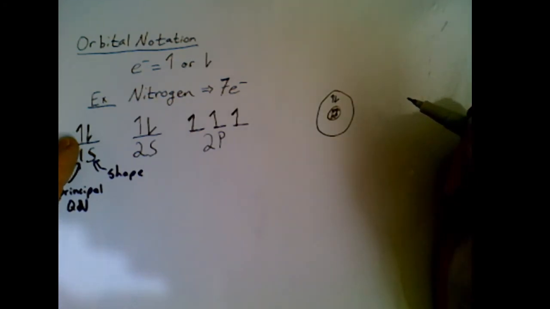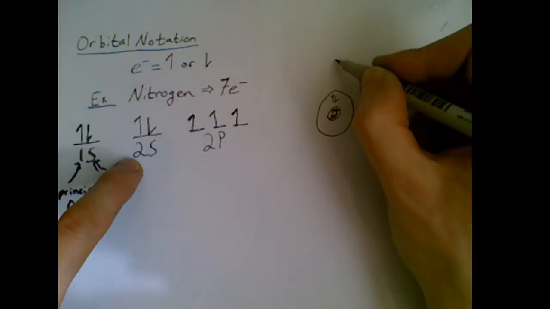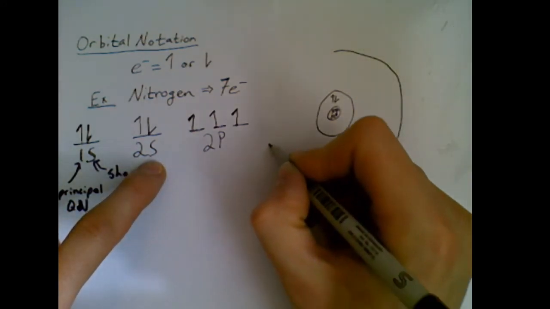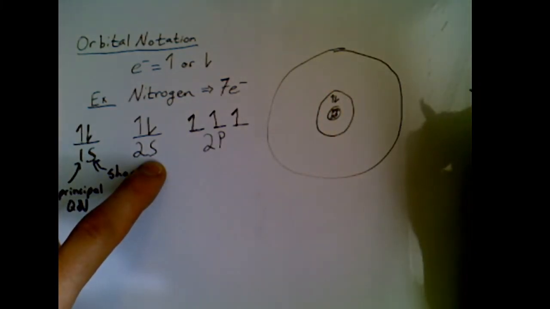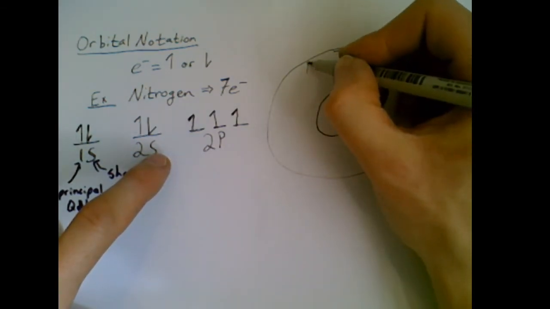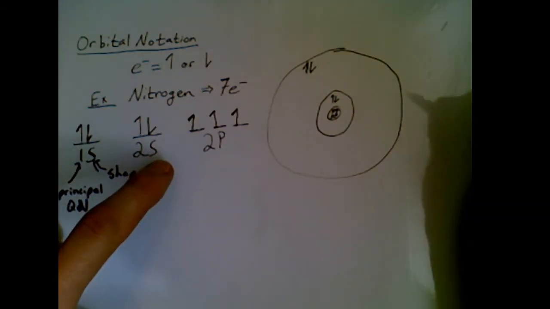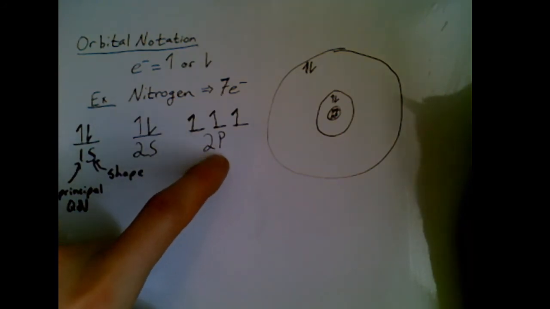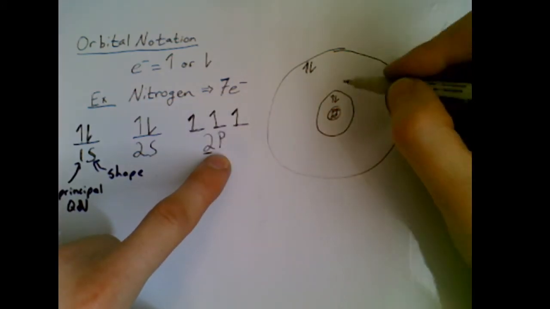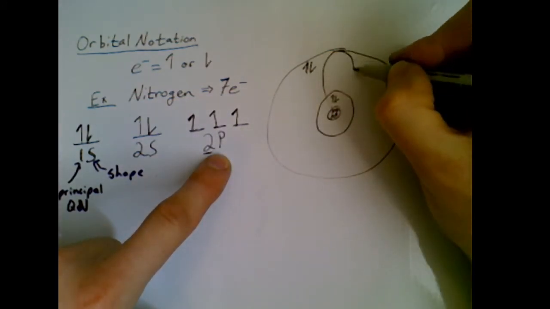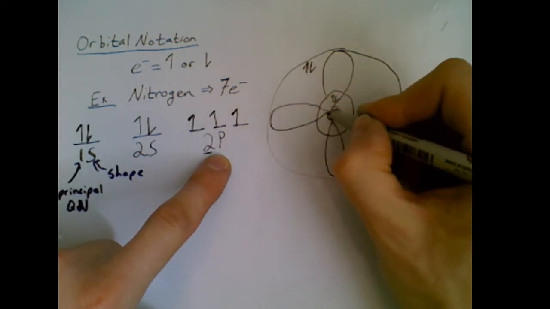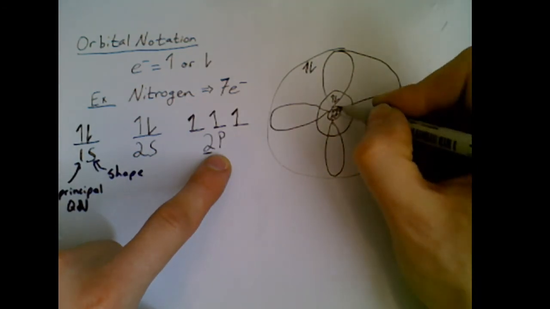But then at a second distance from the nucleus, you have another sphere. That sphere holds 2 electrons that are paired up with each other. And I'm going to write it over here. But also at the same distance from the nucleus, you have 3 different shapes, one on the y-axis, one on the x-axis, and one on the z-axis.